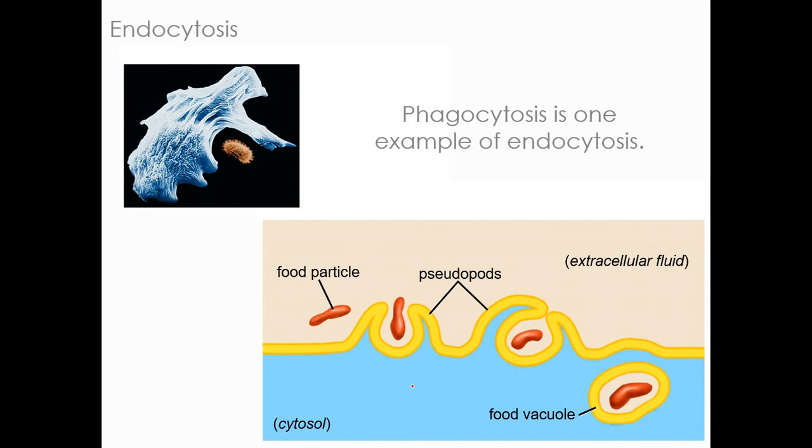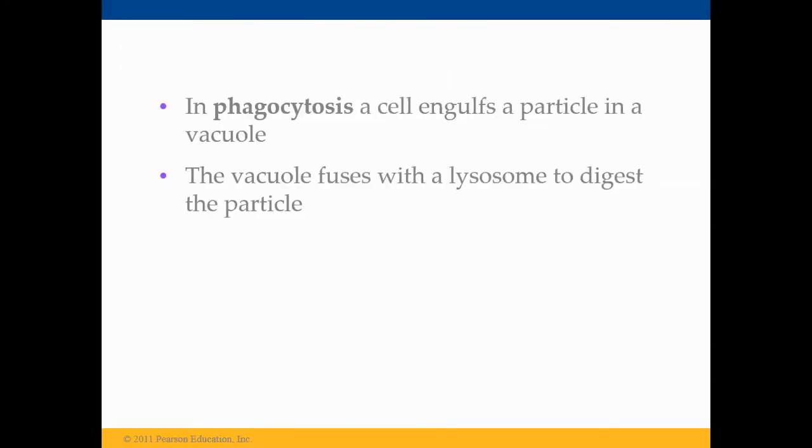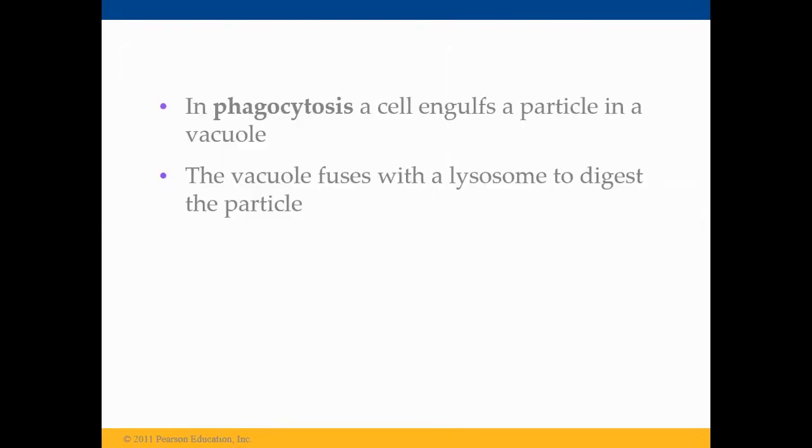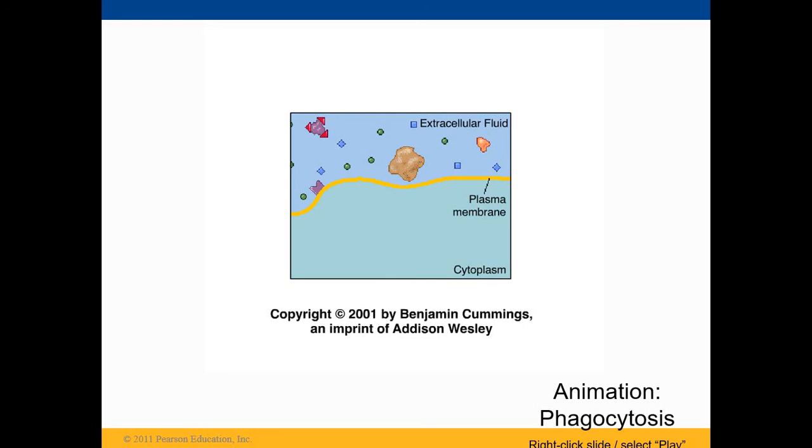So, you want to take in, right? Endo means take in. So, for example, in phagocytosis, for a food particle, what happens is that it will fuse to the plasma membrane. So this is the plasma membrane, right? It will fuse and then form these pseudopods. And then it separates. So it will now be enclosed. It's a food vacuole. So it's just the opposite of exocytosis, right? So, in phagocytosis, a cell engulfs a particle in a vacuole, and the vacuole fuses with a lysosome to digest the particle.